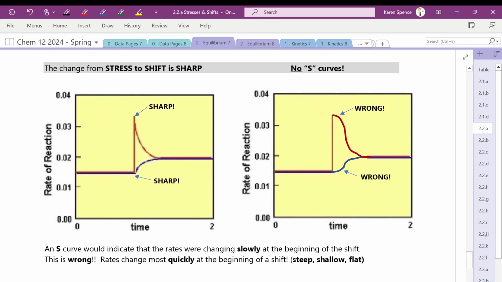Same thing for rate diagrams. Okay, rate diagrams, same thing applies, no S curves. It should be sharp. You should have a fast rate of change and then a slower rate of change. Okay? So when you're drawing diagrams, make sure you don't do this. No.